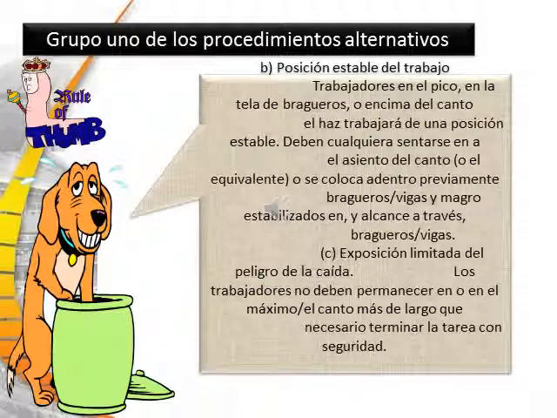A stable work position calls for workers at the peak, in the web of the trusses or on top of the ridge beam, to work from a stable position. They must sit either on the ridge seat or the equivalent, or position themselves in previously stabilized trusses and rafters and lean into and reach through the rafters and trusses. There should be a limited fall exposure hazard. Workers must not remain on or in the peak any longer than necessary to complete the task safely.